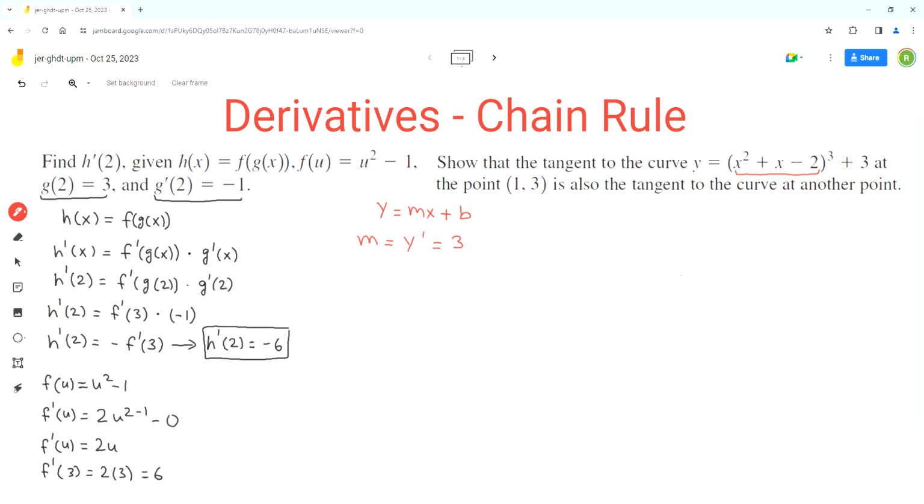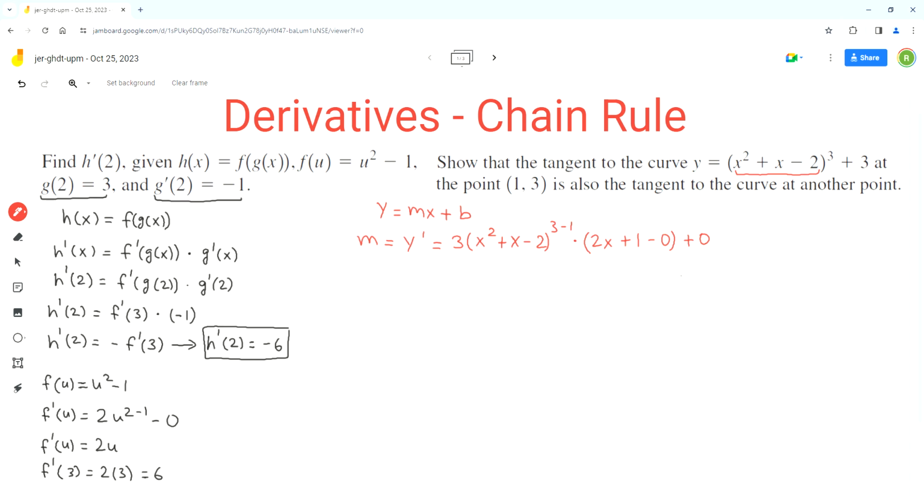So we get 3, we move the exponent to the front, times (x squared plus x minus 2), and then we subtract 1 from the exponent, times the derivative of the inner function, and the inner function is x squared plus x minus 2. As per the power rule, the derivative of x squared is 2x, and the derivative of x is 1, and the derivative of 2 is 0 because it's a constant, and then the derivative of 3 is also equal to 0.